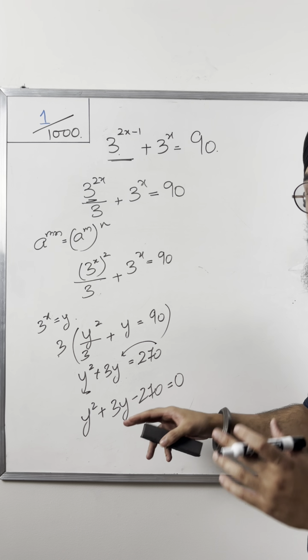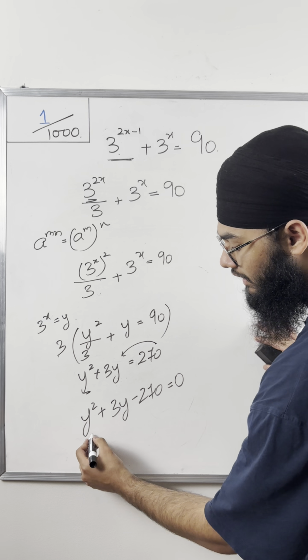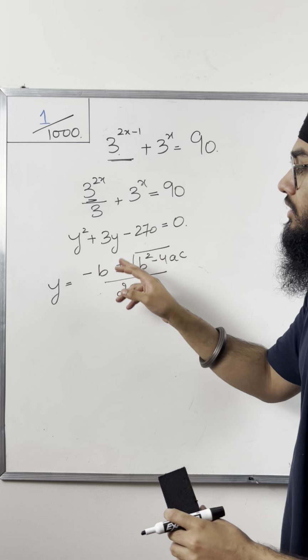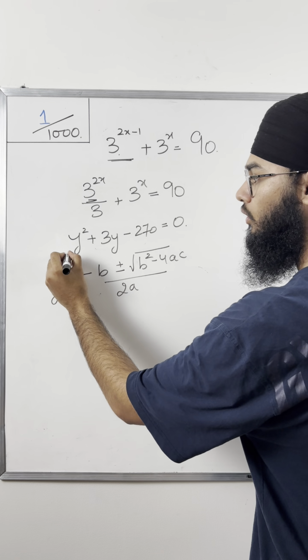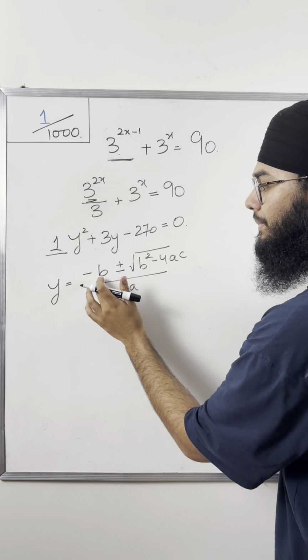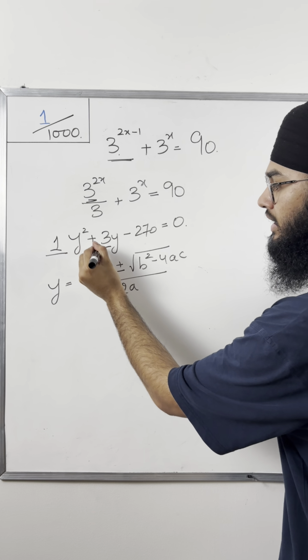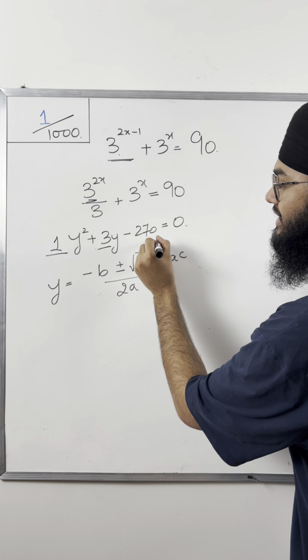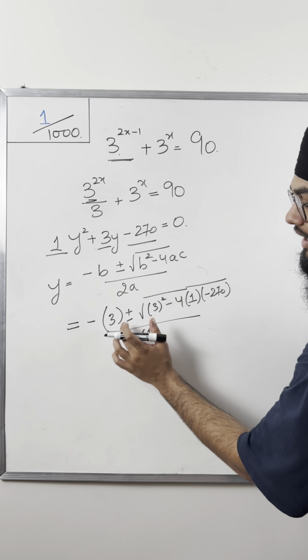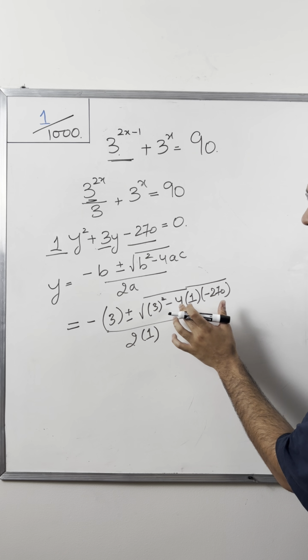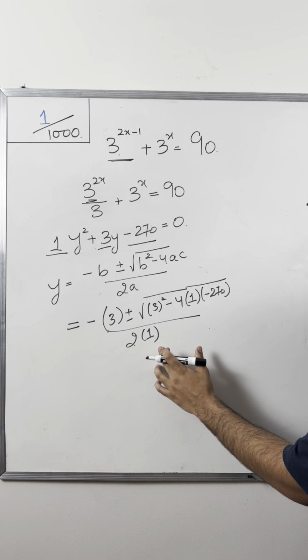Now we can plug this in our quadratic formula to find the value for y. So now we can plug the values in our quadratic formula. So in this equation, a is the coefficient of y squared, which is 1. b is the coefficient of y, which is 3. And c is our constant term, which is negative 270. So let's plug in these values. And we get negative 3 plus minus square root of 3 squared minus 4 times negative 270, over 2.